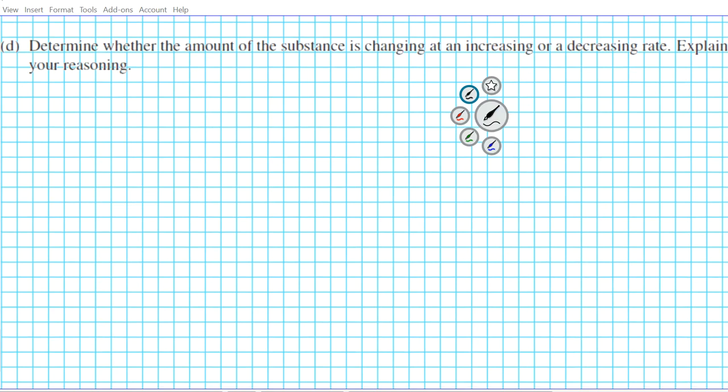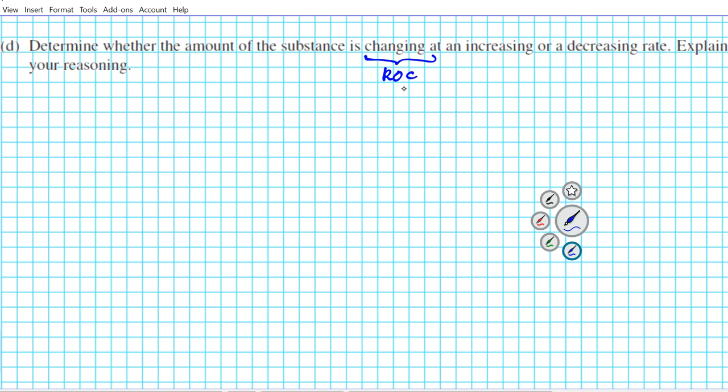All right, let's look at the last part. It says determine whether the amount of substance is changing at an increasing or decreasing rate. Explain your reasoning. Okay. All right, so this question is kind of worded in an interesting way. What you can do is, let's rephrase what the question is asking. Okay, so when asked to determine whether the amount of substance is changing at an increasing or decreasing rate, think about this changing as the rate of change. So the question is asking, is the rate of change of the amount increasing or decreasing?